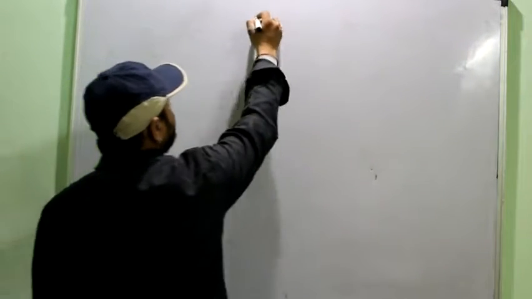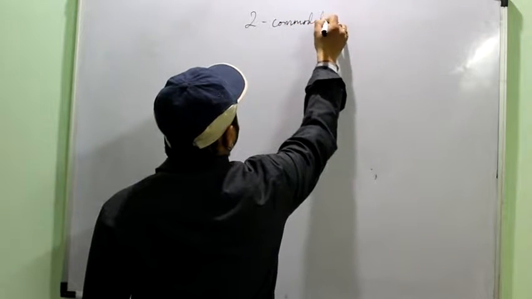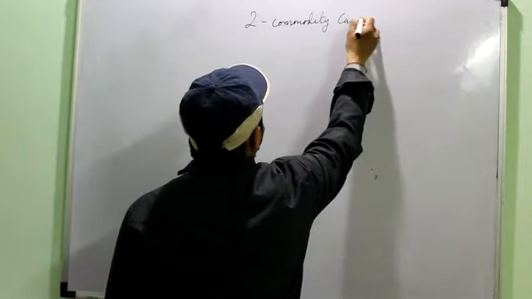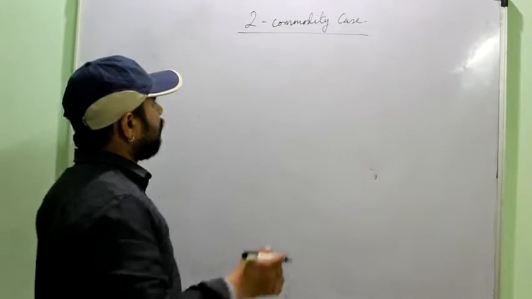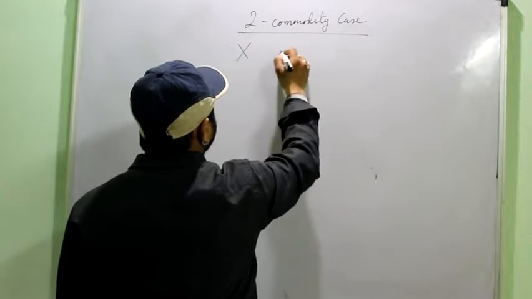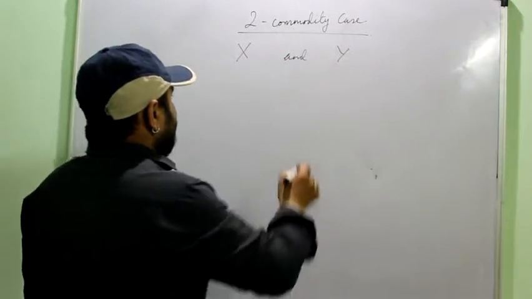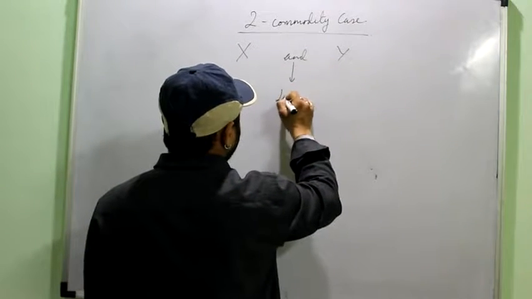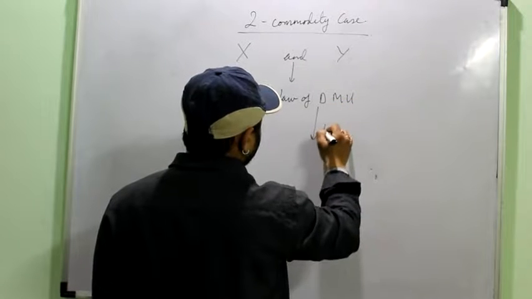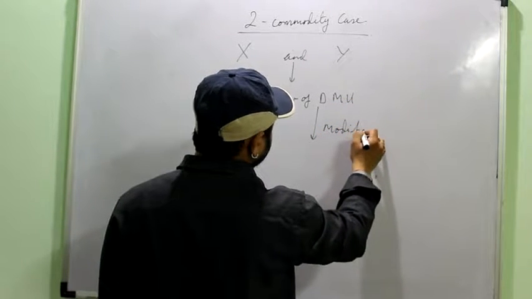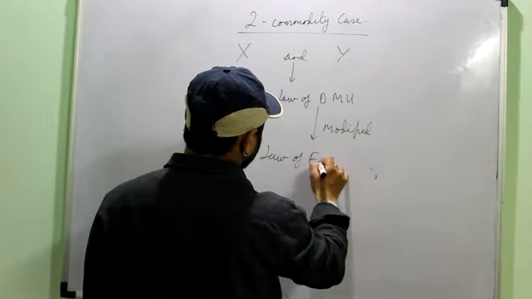Next we have to move on to the two commodity case. Here the consumer is assumed to consume two commodities, say good X and good Y. You have to remember that here the law of DMU is modified to the law of equimarginal utility.